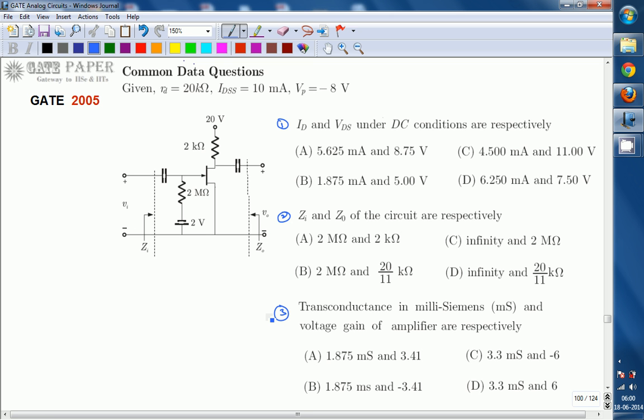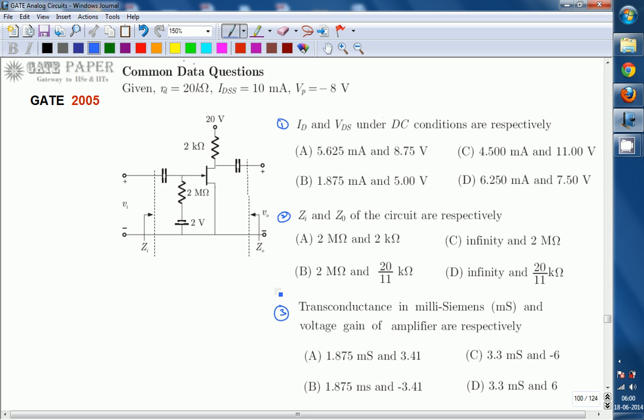The first question asks about the ID and VDS under DC conditions, that is, the DC drain current and DC drain to source voltage, which we are going to calculate. The second question asks for the equivalent input resistance and output resistance, looking into the terminals shown, Zi and Zo on the diagram. And the third is to calculate the voltage gain of the amplifier along with the transconductance. Okay, first we will see them one by one.